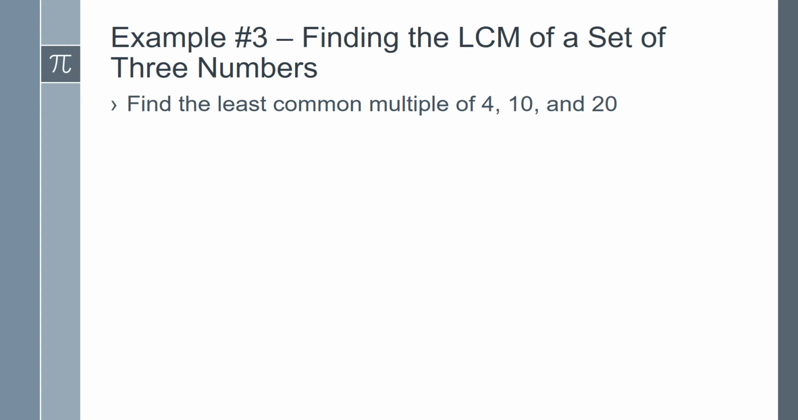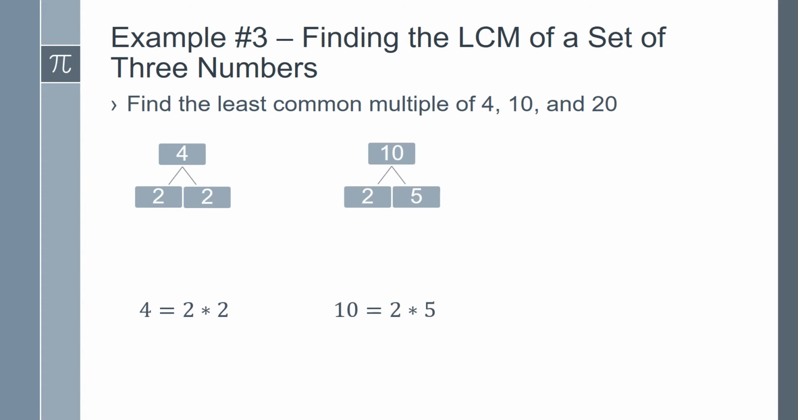Example number 3. Find the least common multiple of 4, 10, and 20. Either method will work. This time I have chosen the prime factorization method. First we'll find the prime factorization of 4, which is 2 times 2. Then the prime factorization of 10, which is 2 times 5. And the prime factorization of 20, which is 2 times 2 times 5.